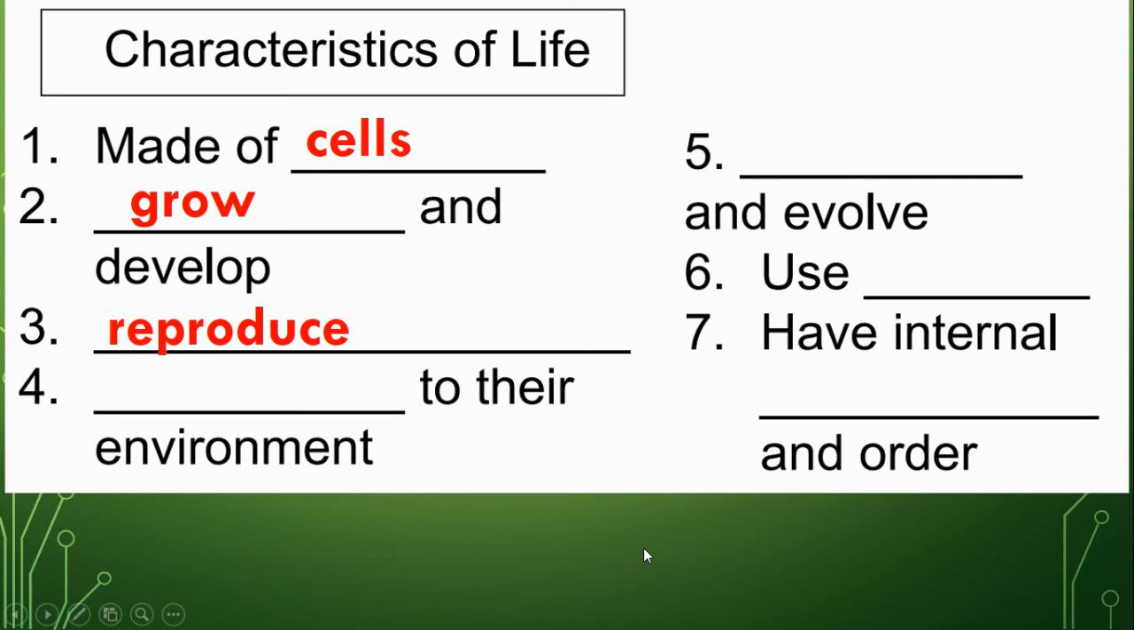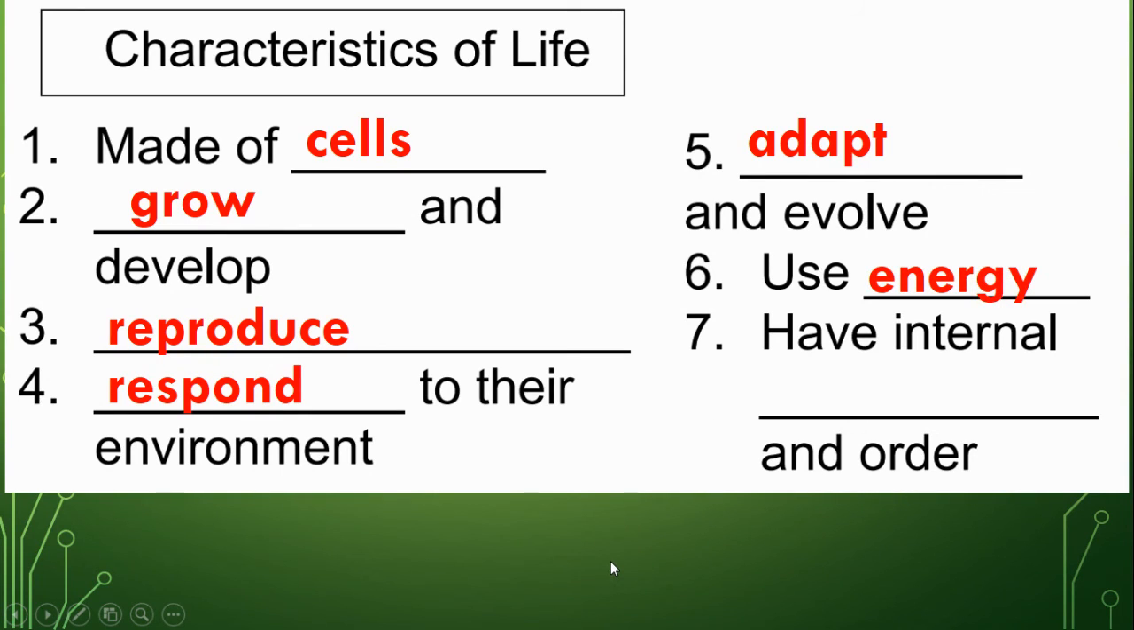Living things reproduce or have the ability to reproduce. Living things respond to their environment. When you hear a noise, you might turn your head. Plants grow toward the light. All living things respond to their environment. Living things adapt and evolve and change as needed. All living things use energy. Living things have to find a way to get nutrition and use energy.